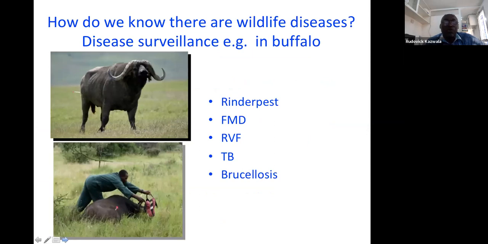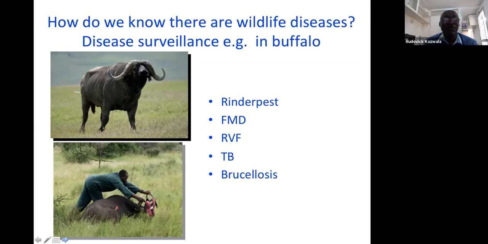How do we know there are wildlife diseases? It's through disease surveillance. In my bio, I mentioned some of our 9 or 10 years of work with PREDICT, which was on disease surveillance in non-human primates. But before that, we worked on large ungulates and buffalo. And we looked at a number of diseases at different times of the year or different decades.